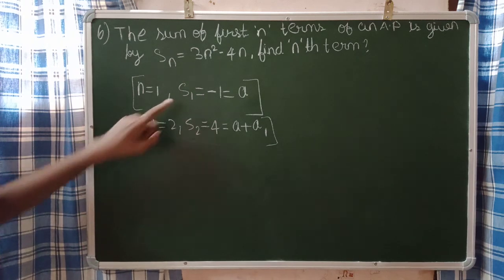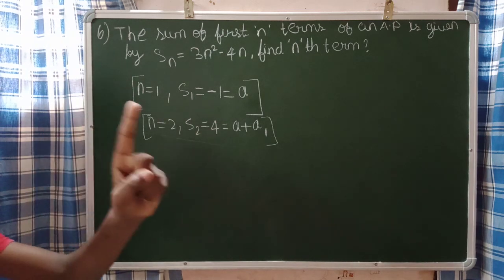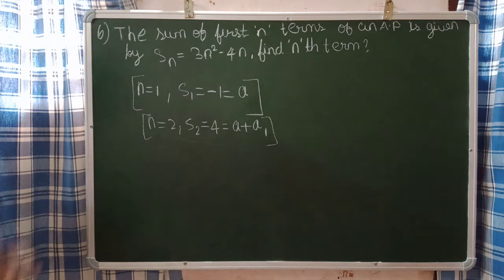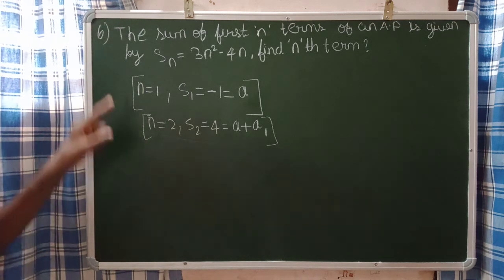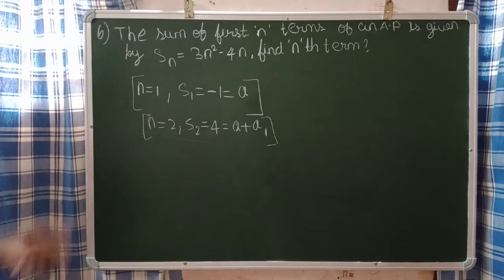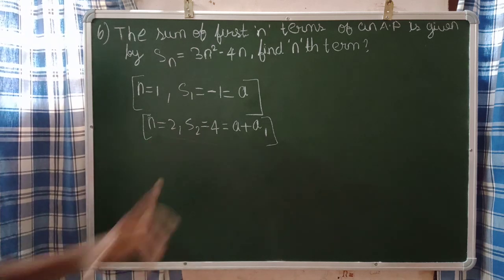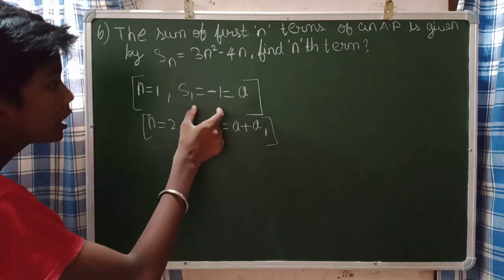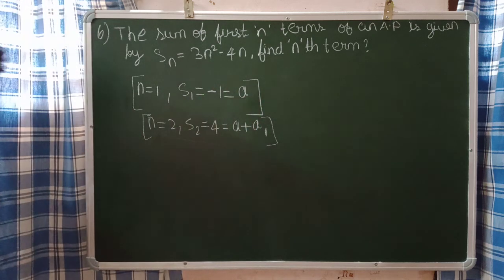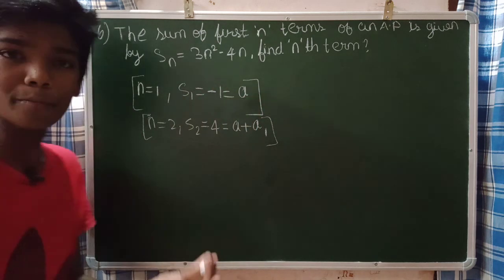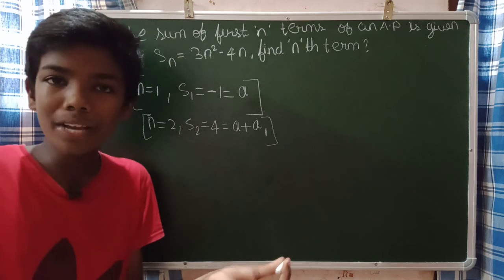What is S1? S1 is nothing but the sum of one term of the AP. If I put n as 1, then you will get S1 as minus 1. That S1 is nothing but the sum of the first one term of the AP, and the sum of the first one term is nothing but your first term. Correct? Sum of first one term means first term only. That's a very basic thing.